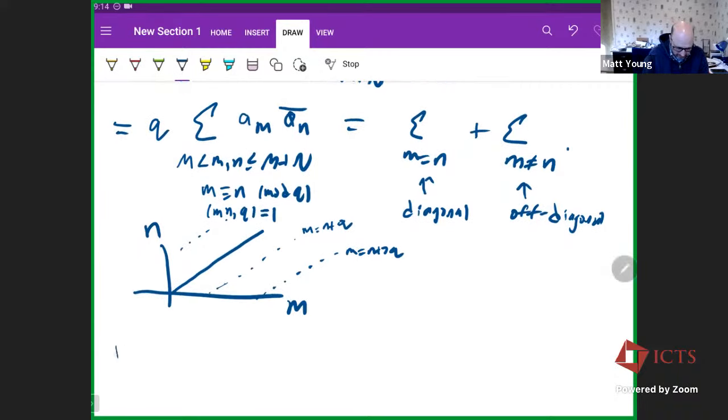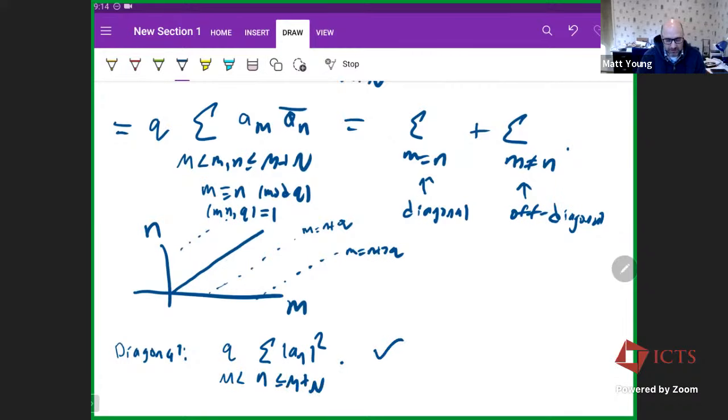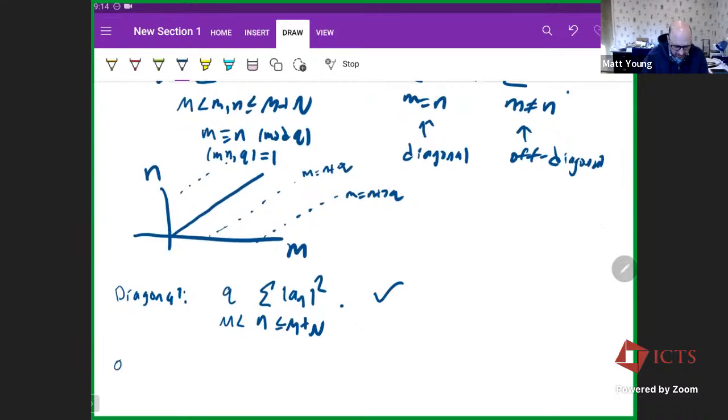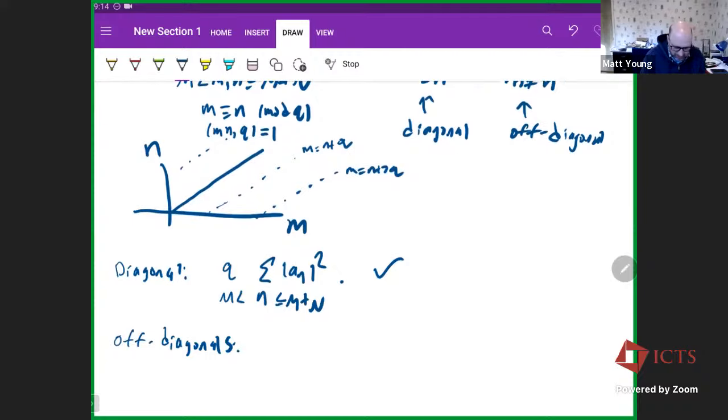So the diagonal is very easy to control. The diagonal just gives you q times the sum over n of a_n squared. And this is one of the terms in the bound, so this is perfectly fine. And now the remaining work is to bound the off diagonals. For the off diagonals, it's convenient to plug in the triangle inequality. I want to use the simple inequality that the product of two numbers is at most the sum of squares of the two numbers.